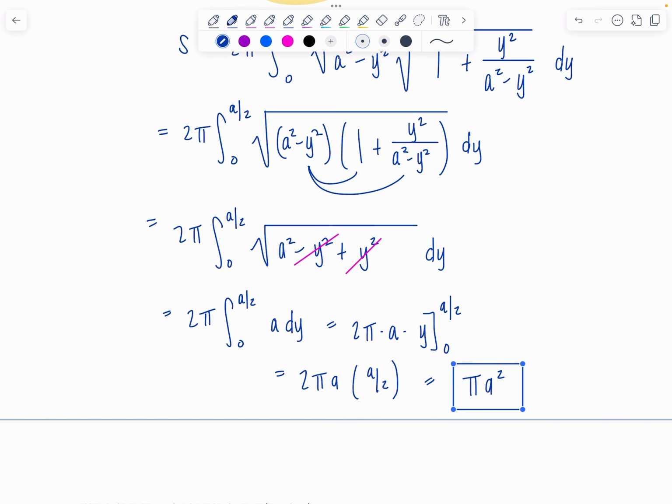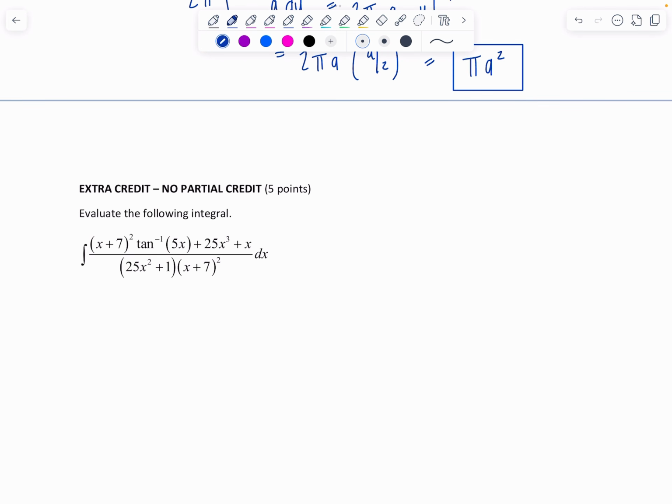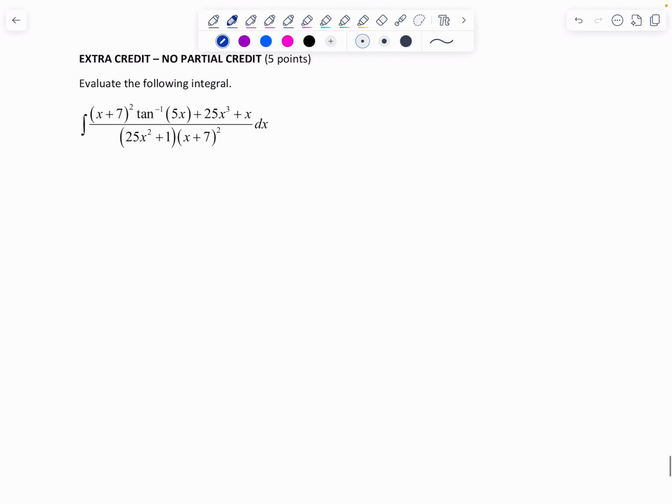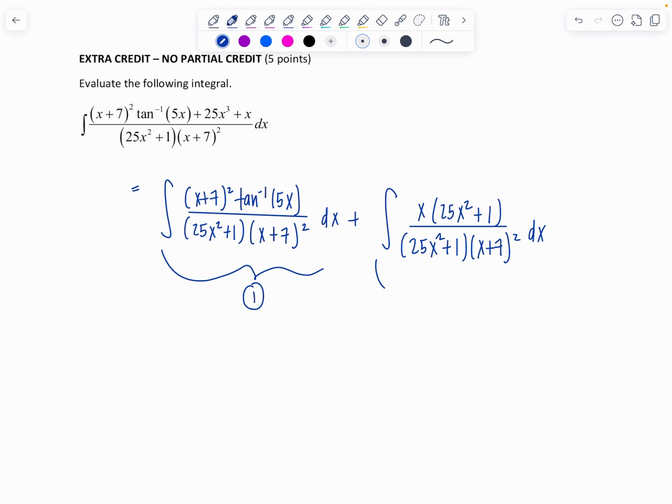Boom. Okay, last one, extra credit. It was all or nothing. Evaluate the following integral. The key is to split it into 2. So you're going to write it as x plus 7 squared tan inverse 5x over 25x squared plus 1 times x plus 7 squared plus, and then the other one I'm already going to take an x out, and then you have 25x squared plus 1 over, there it is again, 25x squared plus 1, x plus 7 squared dx. Okay, so we'll tackle them one at a time.